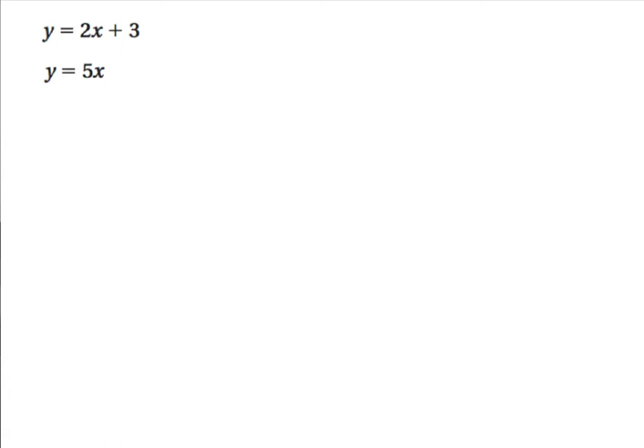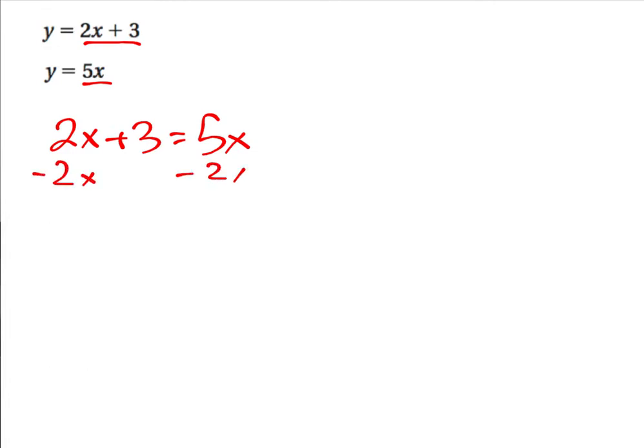Okay, let's do another one. The first step is to get them both solved for y. Done. Because they both equal y, they will equal each other. So 2x plus 3 is the same as 5x because they both equal y. That's the transitive property. Now let's go ahead and subtract 2x to get the x's all on the same side. So 3 will equal 3x. Divide by 3 and we find that x equals 1.